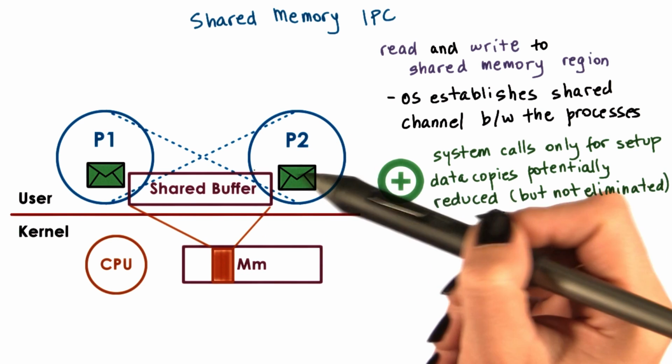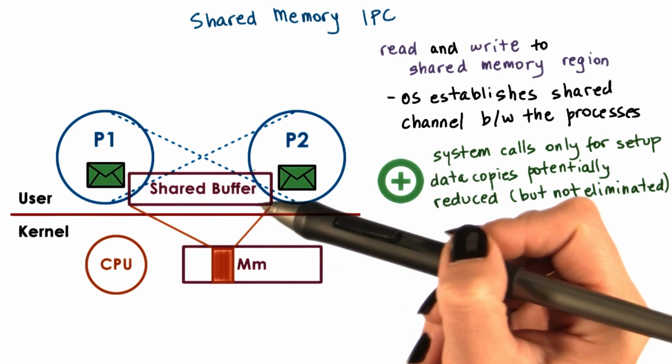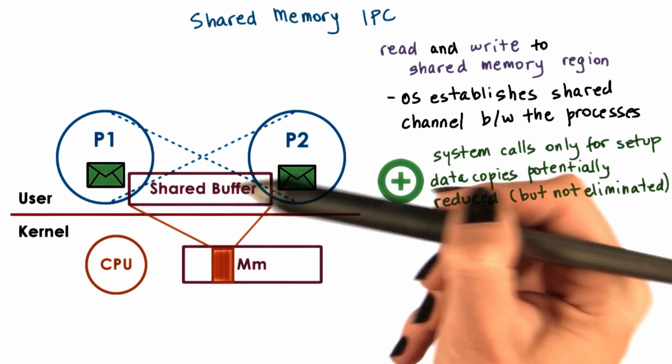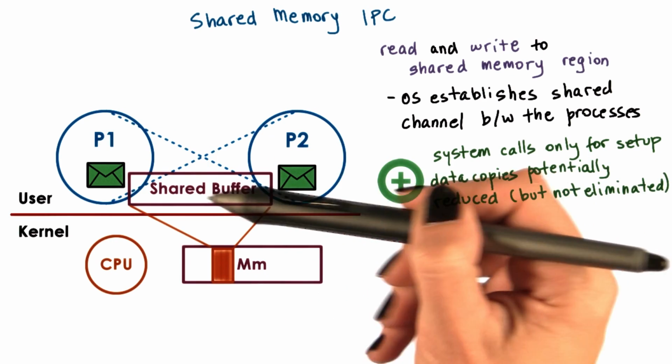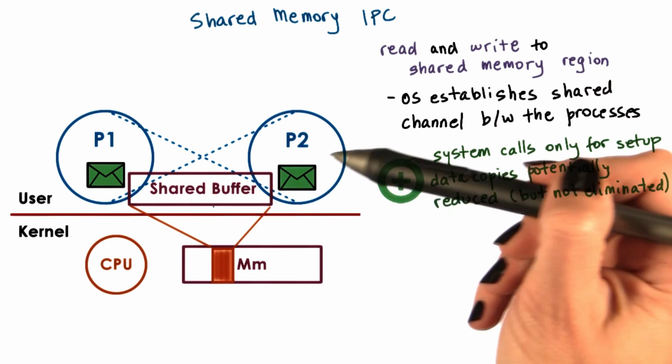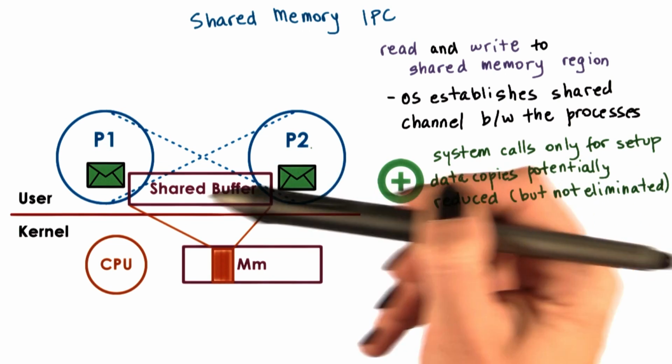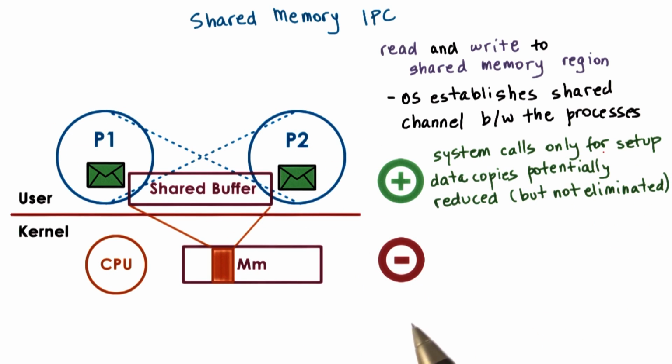For instance, if P2 needs to compute the sum of two arguments that were passed to it from P1 via the shared memory region, then P2 can only read these arguments. It doesn't actually need to copy them into other portions of its address space, compute the sum, and then pass it back. However, there are some drawbacks.